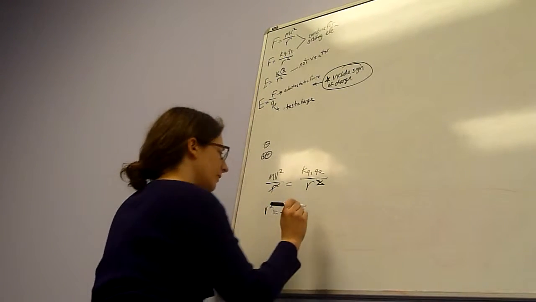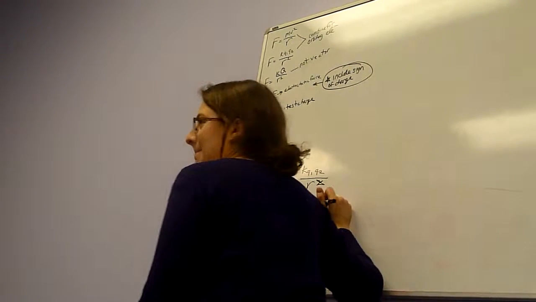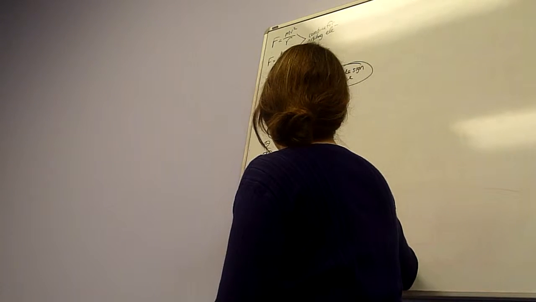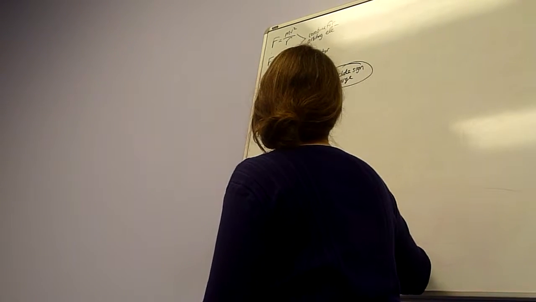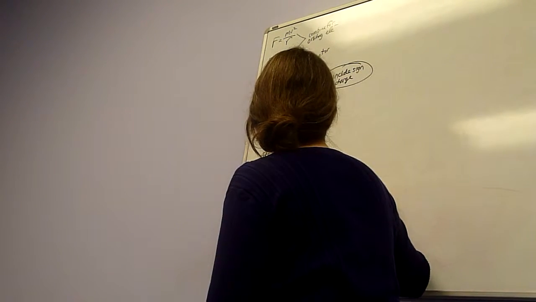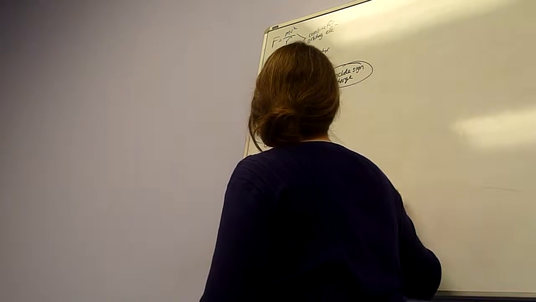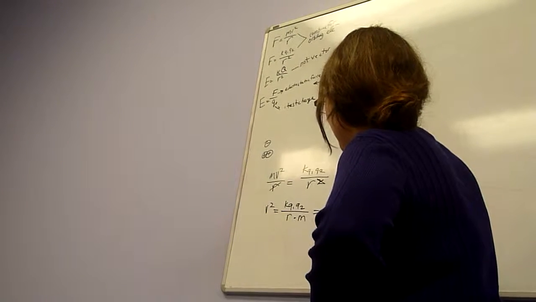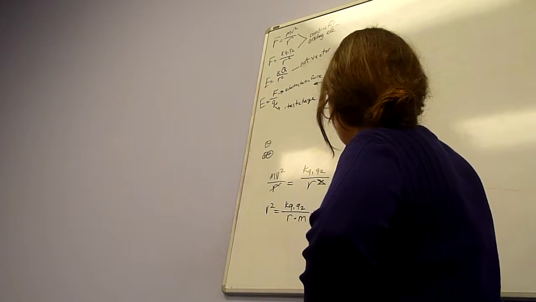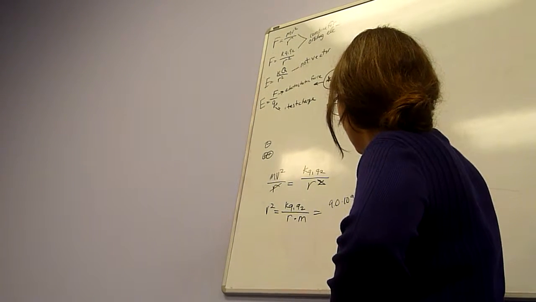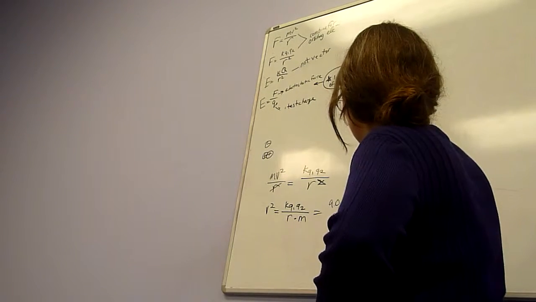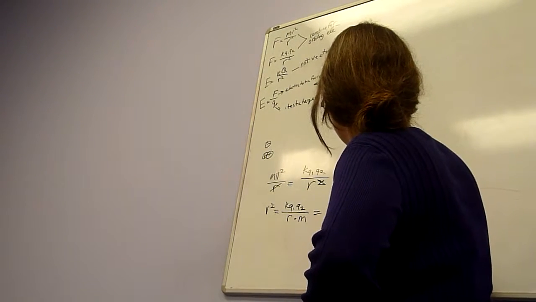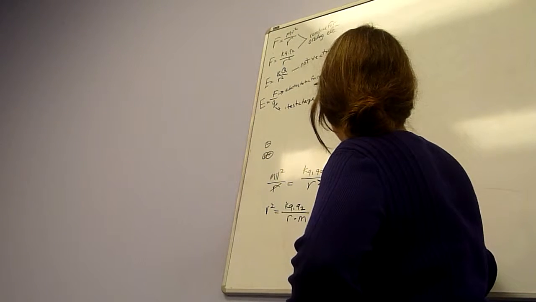Alright, so tell me how to fill this in. You just put it all in. What's k? 9.0 times 10 to the 9 newton. And what are my charges? We have positive 1.6 times 10 to the negative 19.